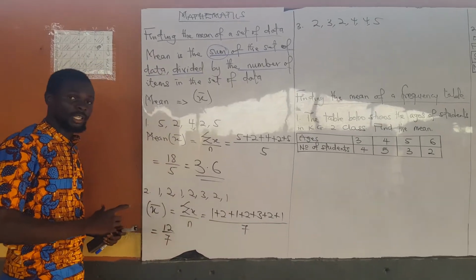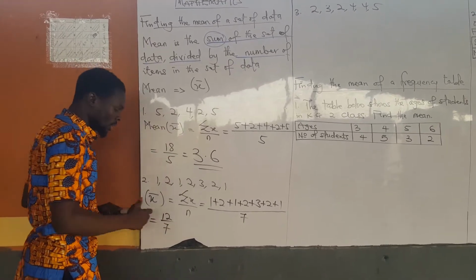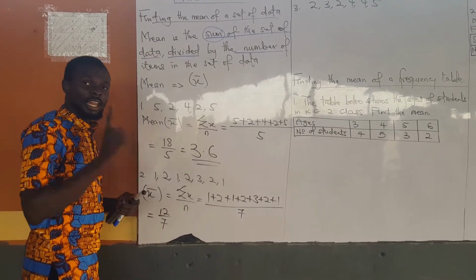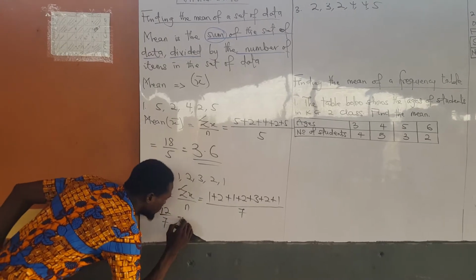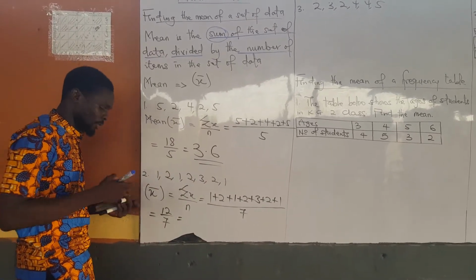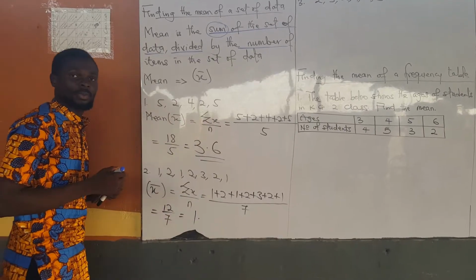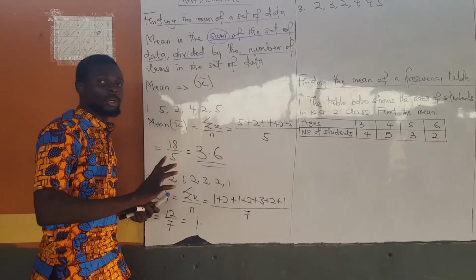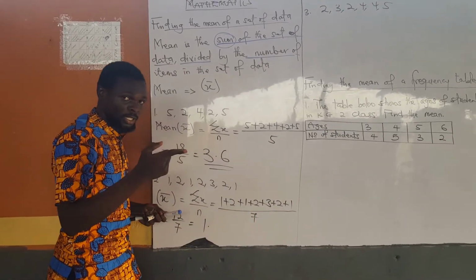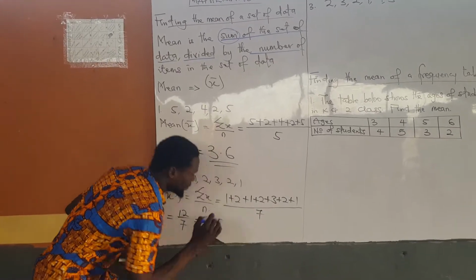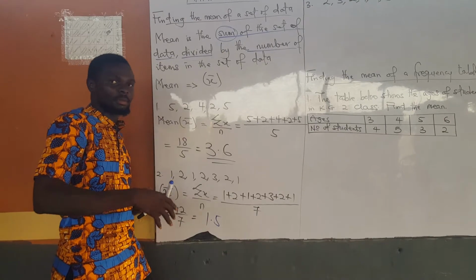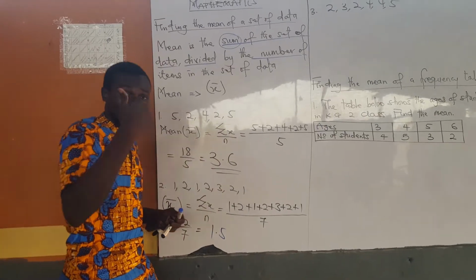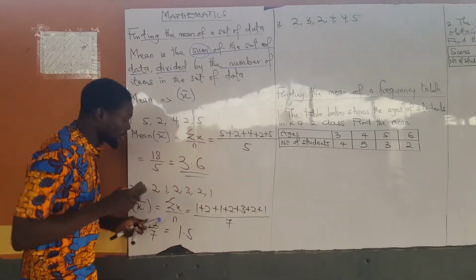So when you look at this carefully, 7 will go into 12 one time, leaving a remainder of 5. So we are going to get 1 point, and with this 5, we bring the point here and it will be 50. So 7 will go into it 7 times, leaving behind a certain remainder. But if you round it to one decimal place, you are going to get 1.7.